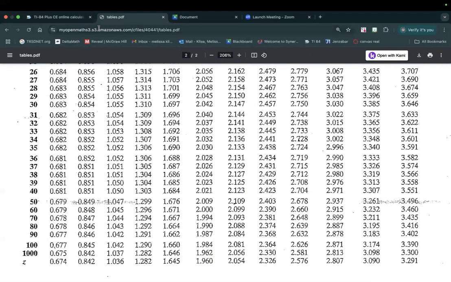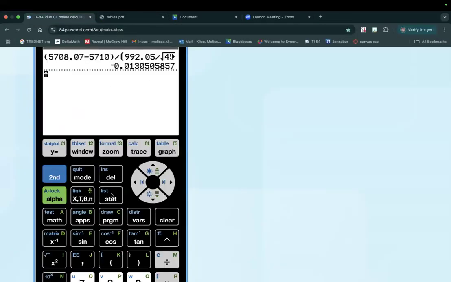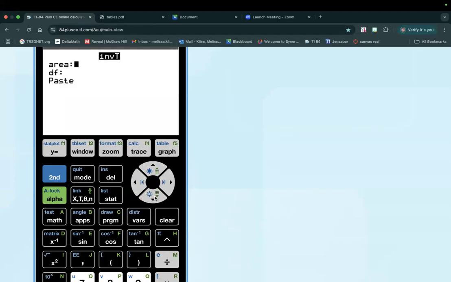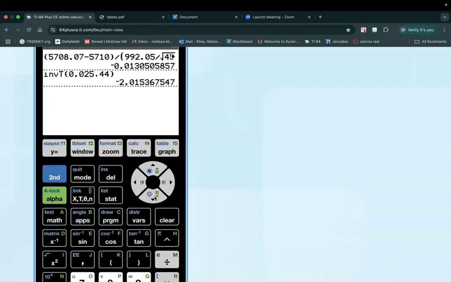Let me show you what happens when I use inverse T. Second vars, inverse T. The area I'm looking for is 0.025. My degrees of freedom is 44. See, I got 2.015. It's still 2.015. Yes, it's negative. We're going to ignore that. We need the positive and the negative. But because our sample size is greater than 30, it's not a huge difference from number to number.